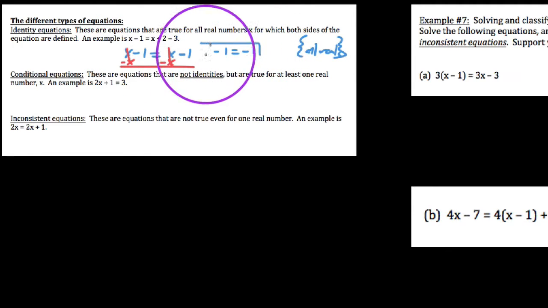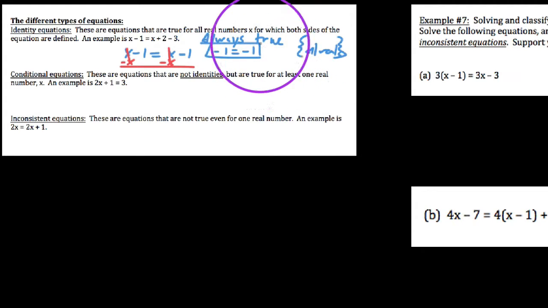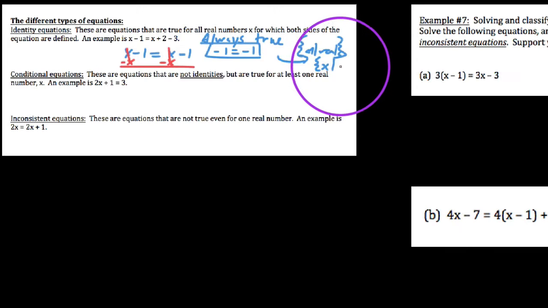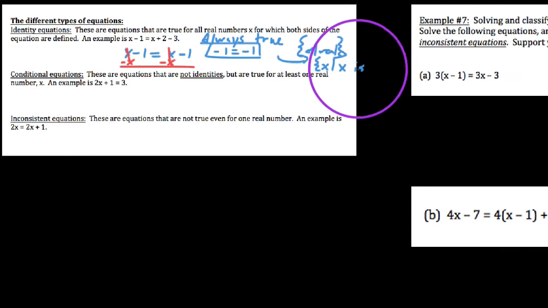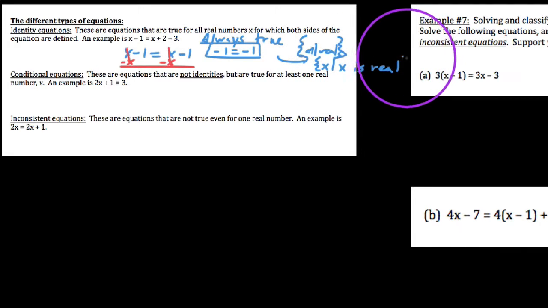So first things first, how do you identify an identity equation? We get a statement that is always true. And if we ask what the solutions of this equation are, you say all real numbers. You'd write it in set builder notation: all x such that x is real. It doesn't matter what you plug in, you're going to get a true statement.